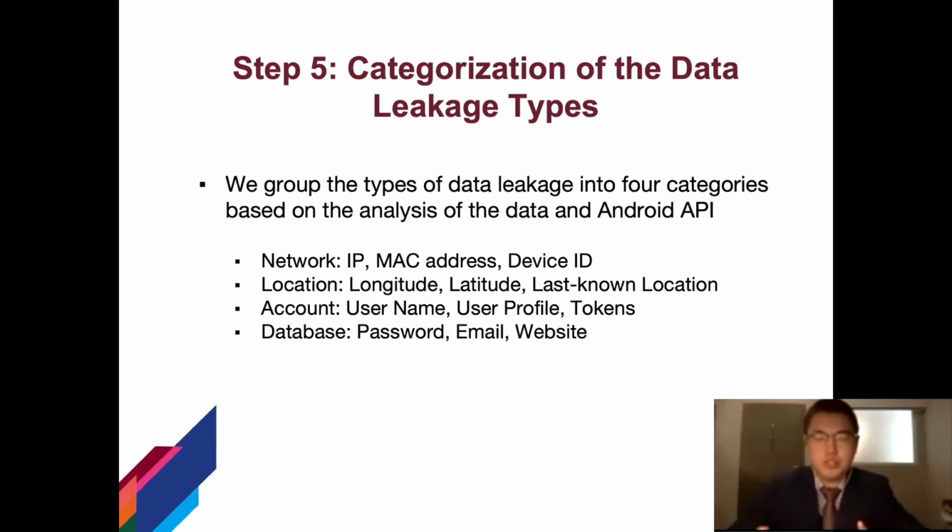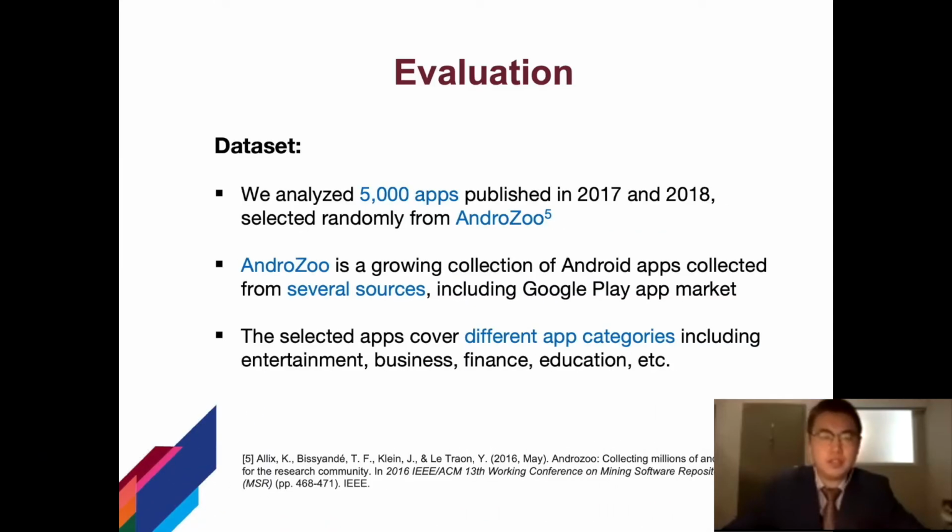After we built the MobiLogLeak approach, we applied it in our experiments. We analyzed 5,000 apps published in 2017 and 2018, and all these apps were selected randomly from AndroZoo. AndroZoo is a growing collection of Android apps collected from several resources, and the main resource is the Google Play app market. And these apps are from different categories, including entertainment, business, finance, education, music, and so on.